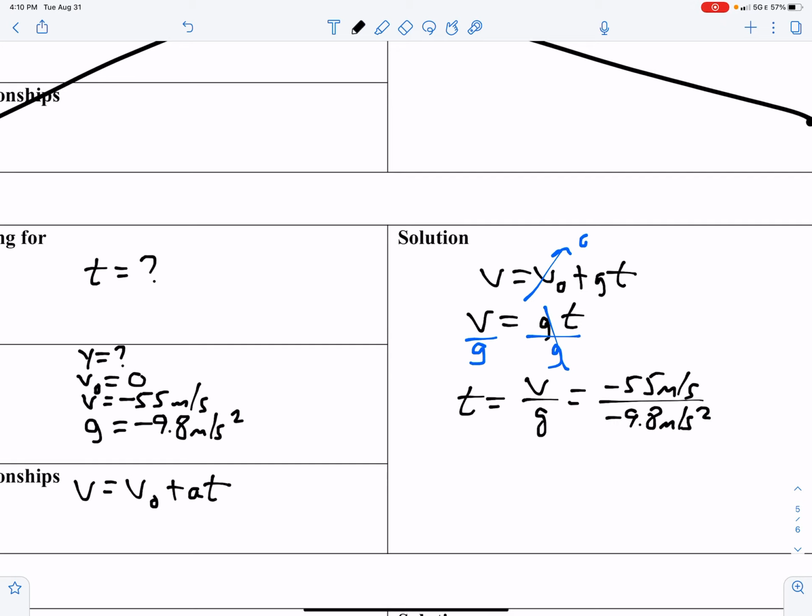Notice how important it is to have a negative velocity here, because negative divided by negative gives you a positive time. Had you forgotten to put the negative velocity in there, you would end up with a negative time answer, and time can never be negative. Take a second to put that in your calculator and calculate the time it takes for a skydiver to reach terminal velocity. You should have gotten somewhere around 5.6 seconds.